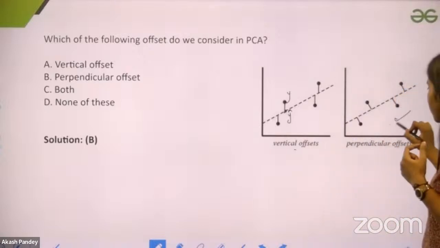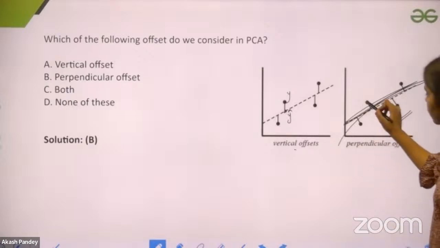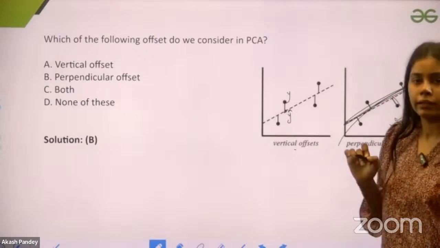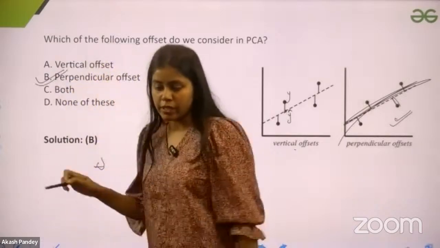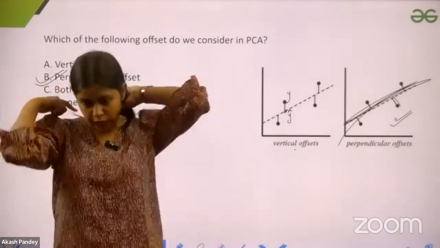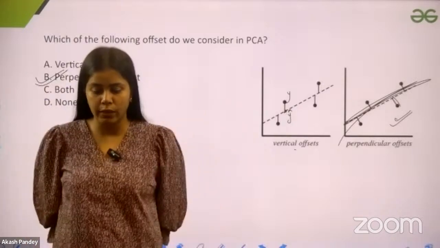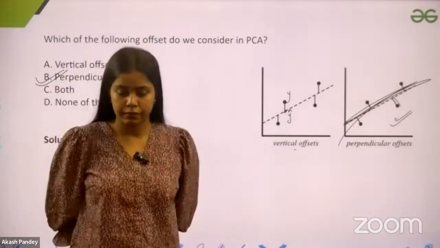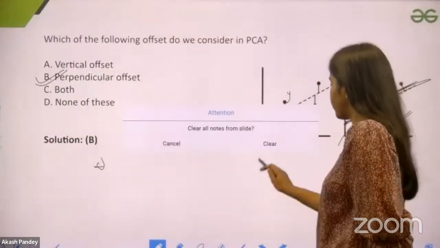But for this perpendicular offset, what would you do? You would take the direction in which you have maximum variance and project all the points perpendicularly, right? So that's why we use the perpendicular offset in principal component analysis, right, Prashant? We are going to use the perpendicular offset. Let me know, guys, if there is any question in this. Okay, let's try to solve the next question.